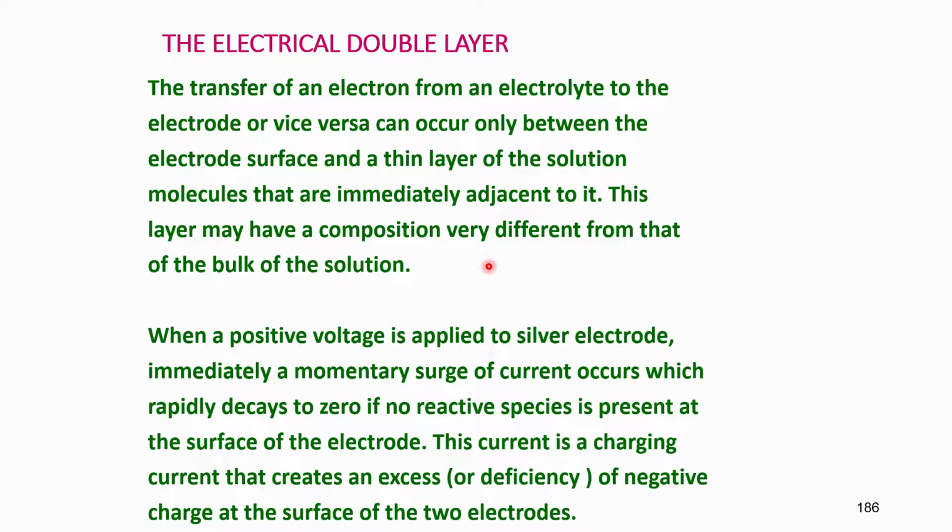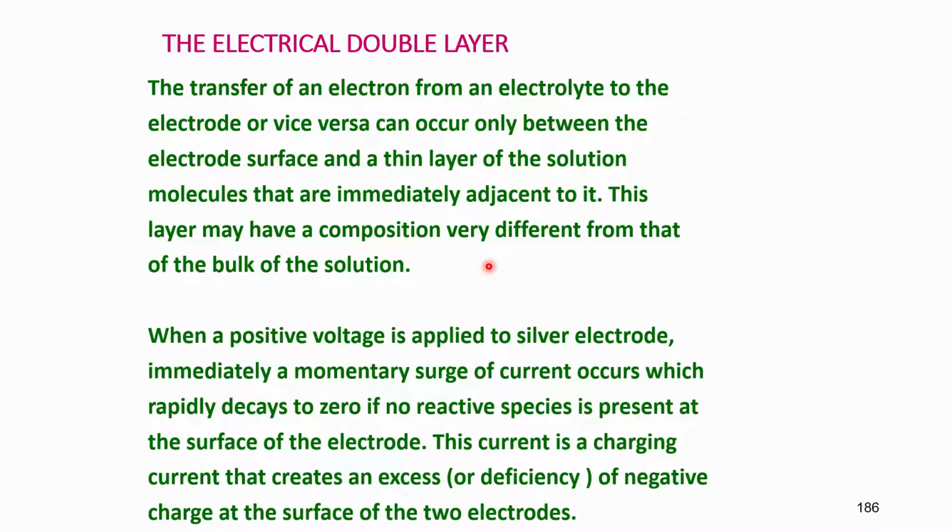The moment you switch it on, that creates an excess or deficiency of negative charge at the surface of the two electrodes. Do not get worried if you do not understand this sentence, but if you look at the slide and think about it, you will appreciate what I have written. So, look at the slide now. When a positive voltage is applied to the silver electrode, immediately a momentary surge of current occurs.